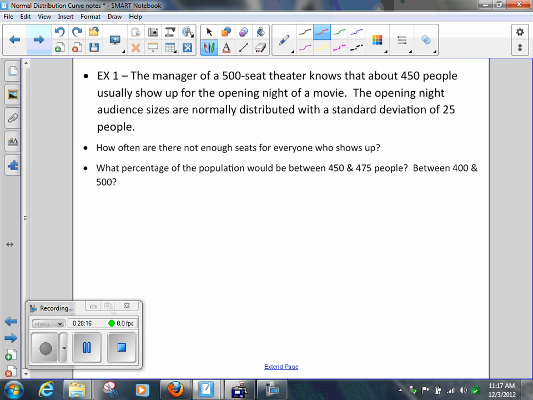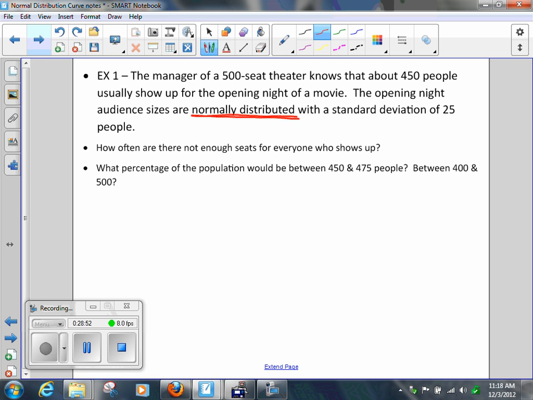Look at this next problem. It says the manager of a 500-seat theater knows that about 450 people usually show up opening night for a movie. The opening night audience sizes are normally distributed. That's important to us. That means our normal bell curve with a standard deviation of 25 people. This is so easy. How often are there not enough seats for everyone who shows up? And then what percentage of the population would be between 450 and 475 people? And then between 400 and 500.